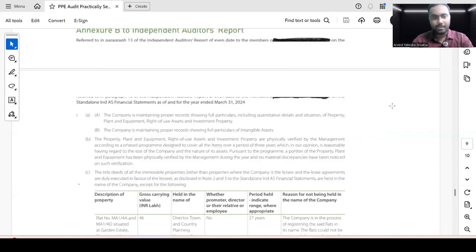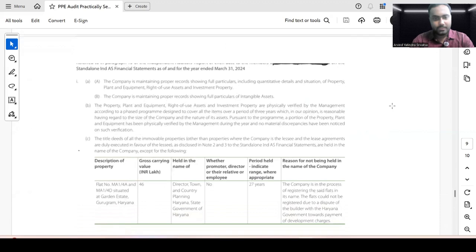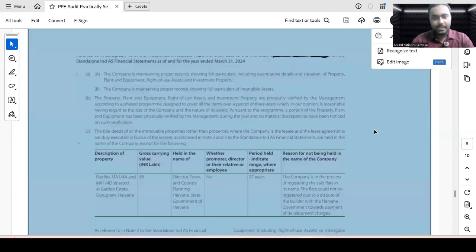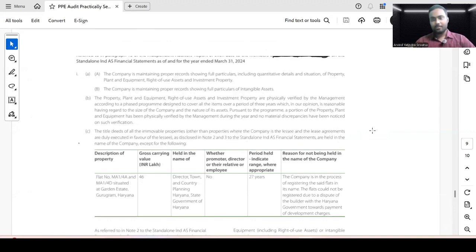Just moving up a bit. Then, the title deeds of all the immovable properties are duly executed and held in the name of the company, except for the following. So guys, what they're basically trying to say is, ideally, when the company is purchasing a property, the property has to be purchased in the company's name. It is telling you to report if the property is not purchased in the company's name. So here, this is a scenario where they are stating the reason for the property not being held in the company's name.